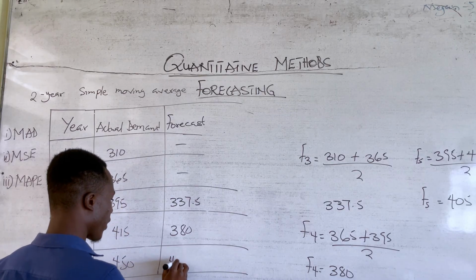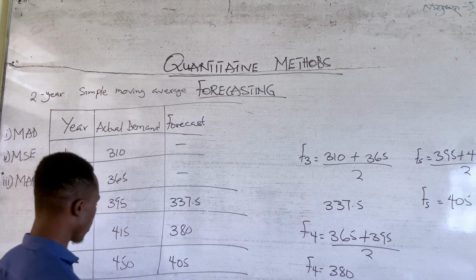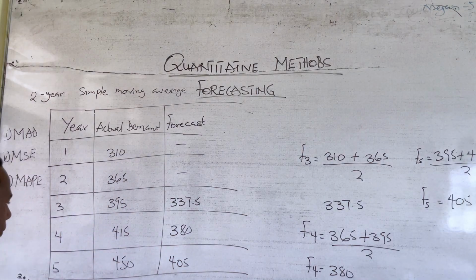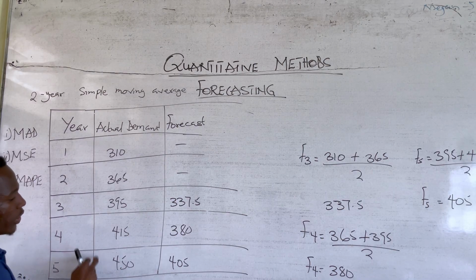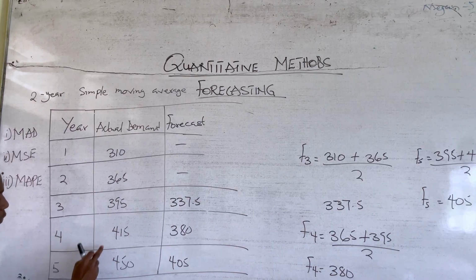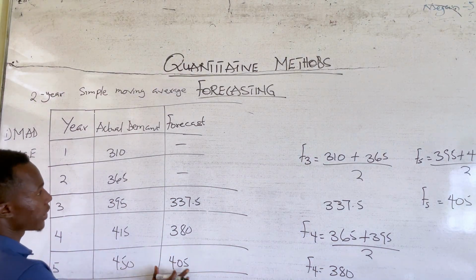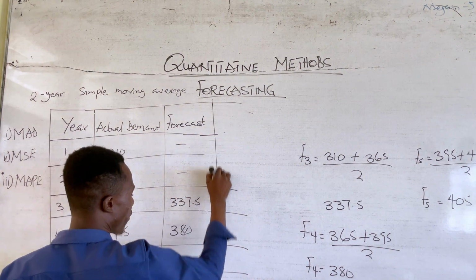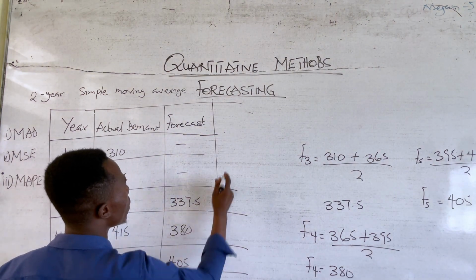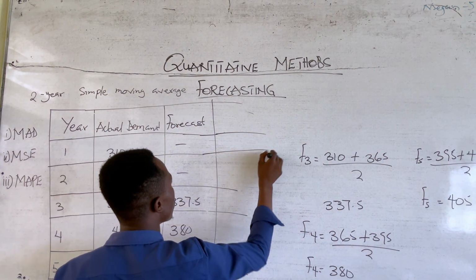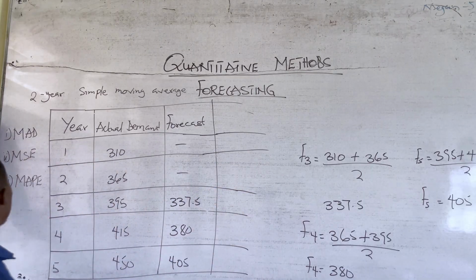So we have 405. It means if you want to forecast for, let's say, the 6th week, it means you were to have what? The week 4 and week 5, right? To forecast for the 6th week. Yes. But let's end here. So now we have our forecasted values. Okay. So let's look at our questions here.